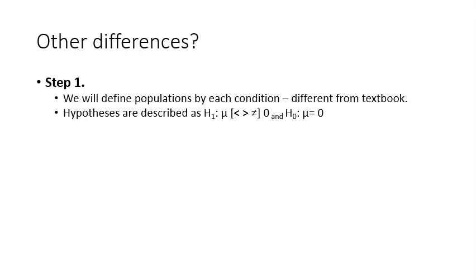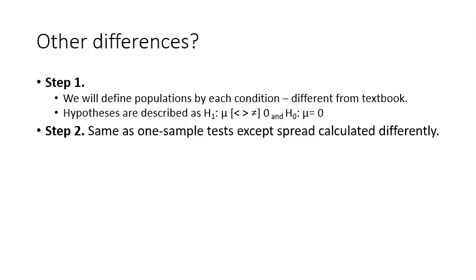So what other differences exist? Well, in step 1, we'll be defining populations for each condition, and that's different from the textbook, but I think it helps to make it more clear. We're also going to shortcut the hypotheses like this. We'll just be saying for the research hypothesis that mu would be greater than or less than or not equal to 0, and for the null we would just state that mu is different from 0, and that's referring to the mean difference between the two sample means.